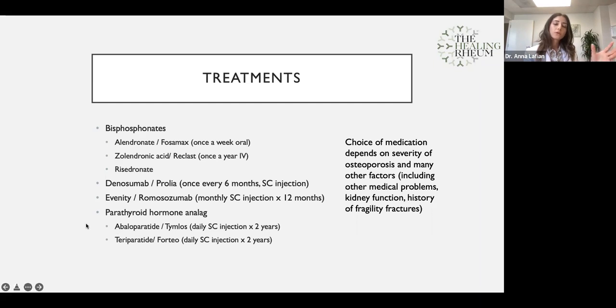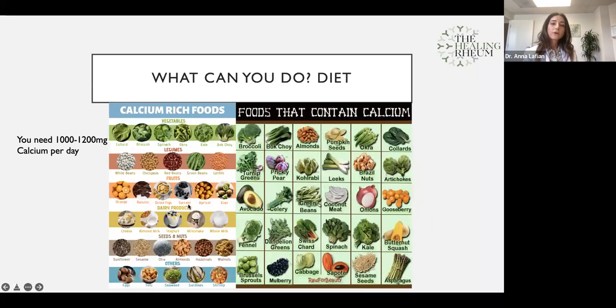But just because you improve from one category to an improved category like osteopenia, or from osteopenia to normal bone density, doesn't mean that you need to stop treatment. You should continue treatment. And as far as what you can do, diet, things like that.